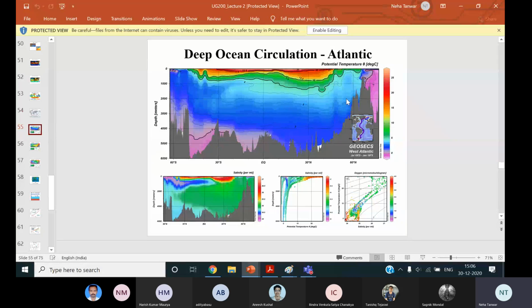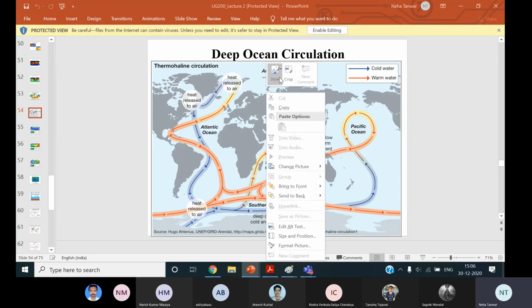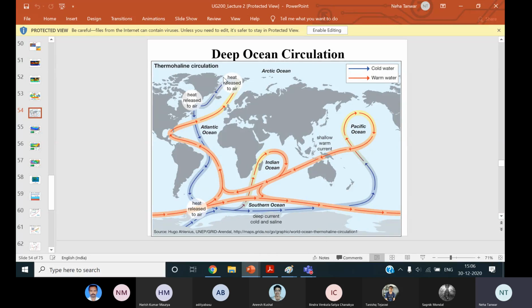Look, the winds affect only the surface ocean. Winds don't have any effect on the deep ocean. Sir has already taught you about this water. So this is actually the Gulf Stream, the one on the right, that is the surface ocean currents. They are very warm and very saline, with very high salinity. So as a result, their density is very high.